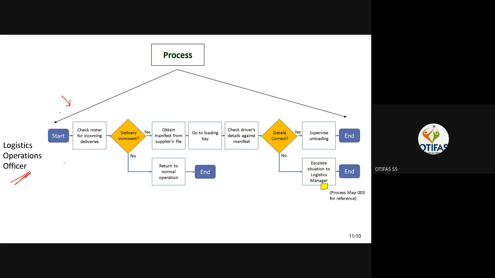So for example, a logistics officer operations process flow chart. What are the steps that you have to do? You have to check the roster for incoming deliveries. Then you will see whether delivery is imminent. Then update manifests from the supplier file.